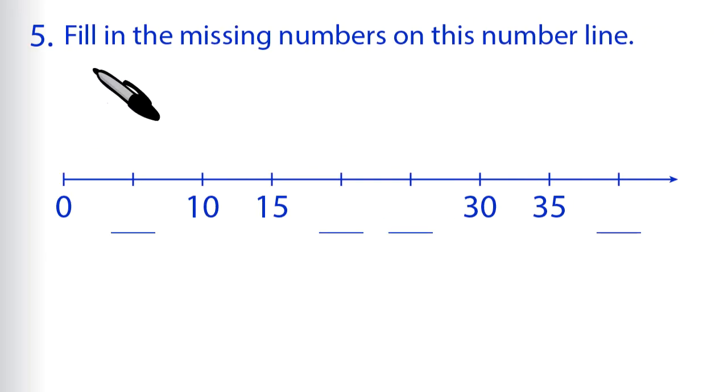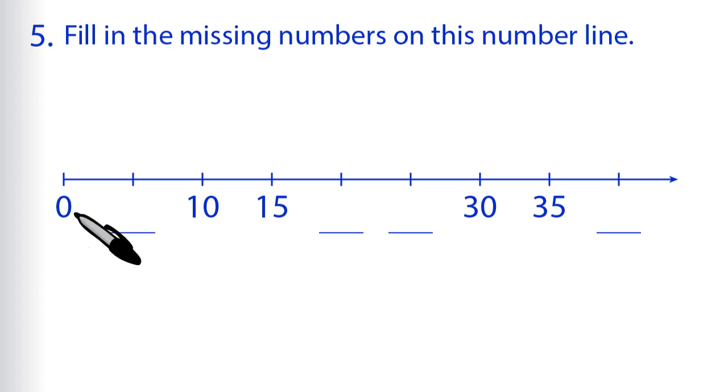And for problem 5, we're supposed to fill in the missing numbers on this number line. So we have this number line that goes from 0 to, well, 1 mark past 35. We'll find out what that is in a bit. And it appears to be counting by 5s. Like 10 to 15, there's 5 in between here. And 30 to 35, there's 5 in between here. So what are the missing numbers or the missing labels for these marks here?